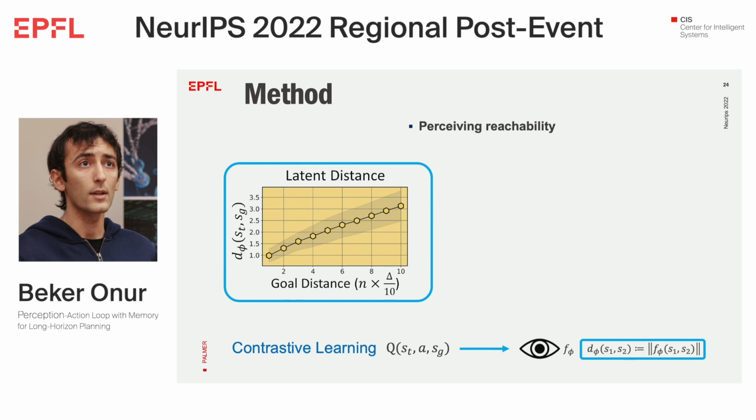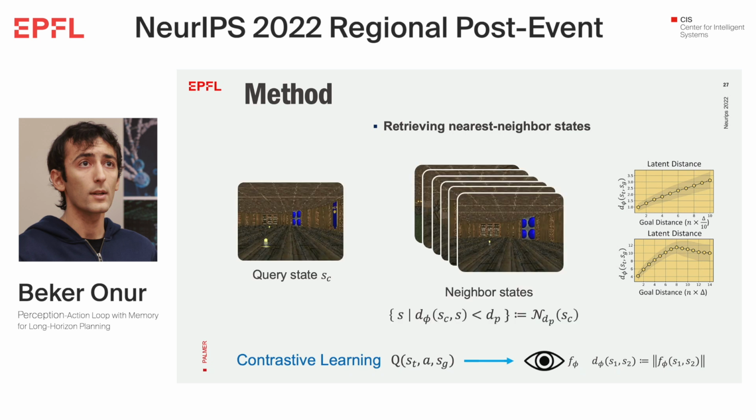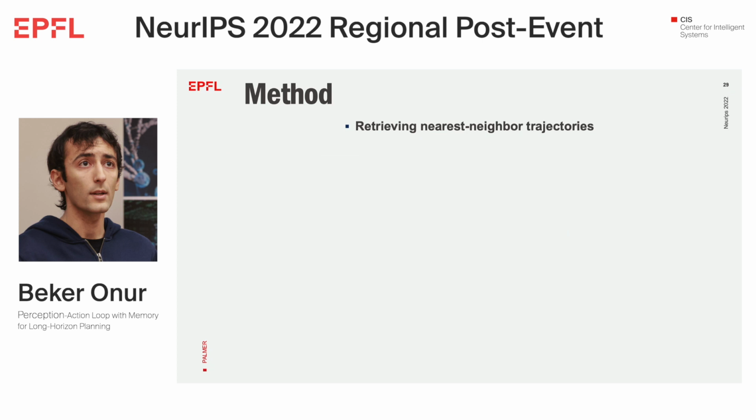If you look at the plot, these learned representations shown in the y-axis correlate with the geodesic distance between states as shown in the x-axis. And we use these representations for nearest neighbor retrieval by thresholding them to define neighborhoods. As you increase the neighborhood threshold, the neighborhoods get larger and the number of retrieved states increases, as expected.